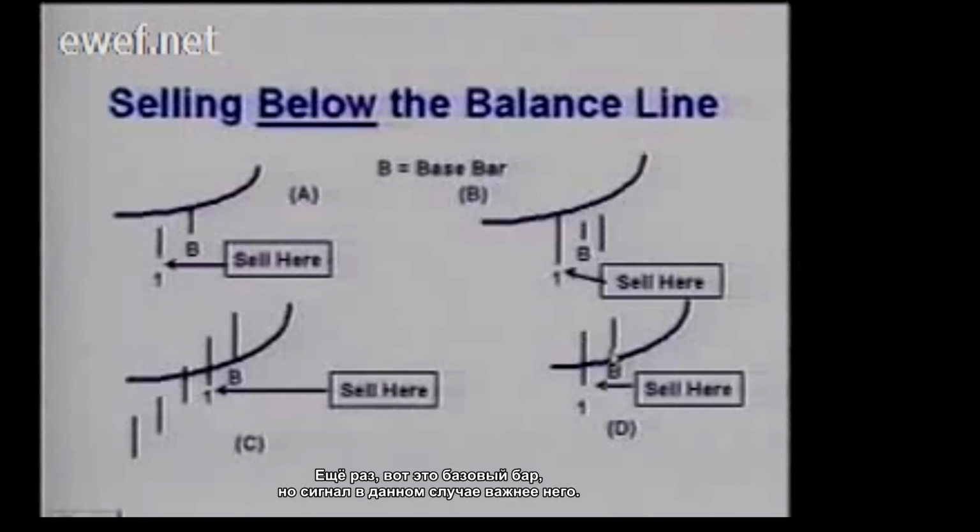Now this is the base. Again, the base is not as important as where the signal is. It's the location of the signal relative to the mountaintop. Now, let's look at some practice pages again.